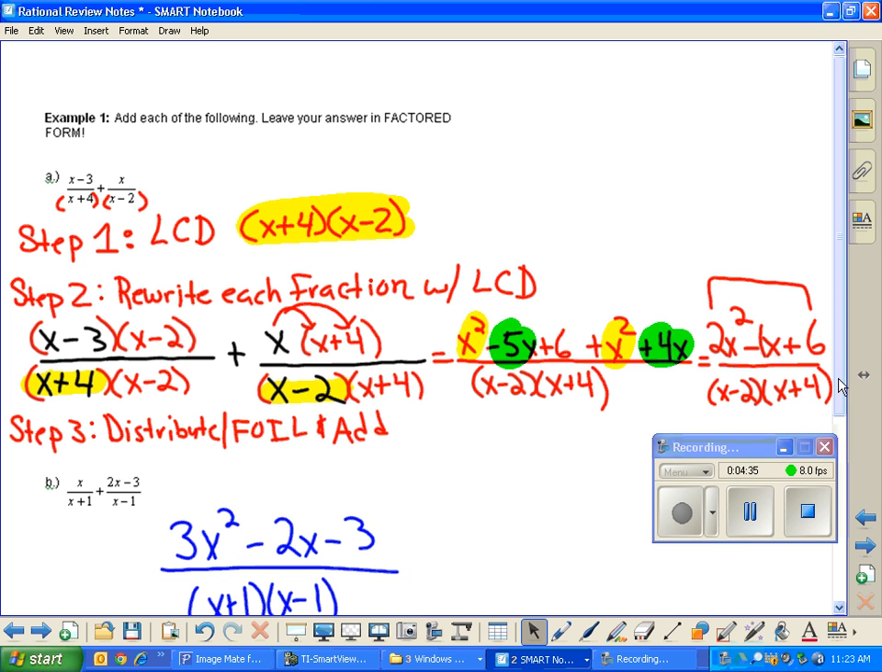Step 3, I should shade. Well, it doesn't matter. Step 3 is down here, but this is the work for it. You're just combining like terms. So the x squareds come together to give you 2x squared, and the negative 5x and the positive 4x come together to give you negative x. You have plus 6, and then you have your LCD on the bottom there.